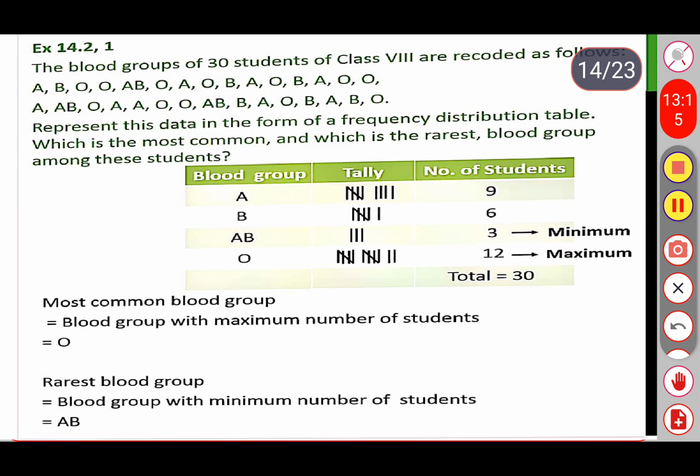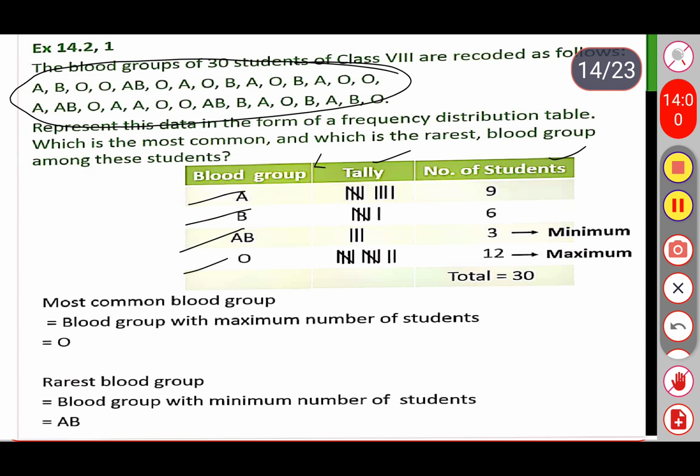Here 30 students' blood groups are given. So with the help of these blood groups, we need to make one frequency distribution table and write the tally marks also. Okay, so prepare the frequency distribution table. The first column of the frequency distribution table is blood group, second column is tally marks, and third column is number of students. In the blood group column, we are taking four types of blood groups. First one is A, B, AB and O.